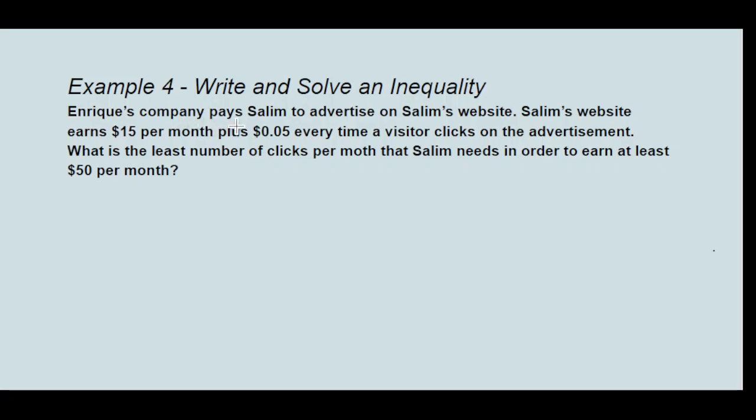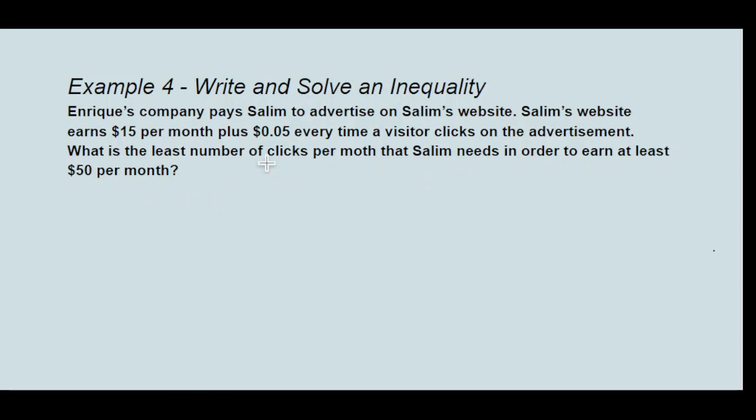It says Enrique's company pays Salim to advertise on Salim's website. Salim's website earns $15 per month plus 5 cents every time a visitor clicks on the advertisement. What is the least number of clicks per month? Sorry, that should be month, not moth. That Salim needs in order to earn at least $50 per month.